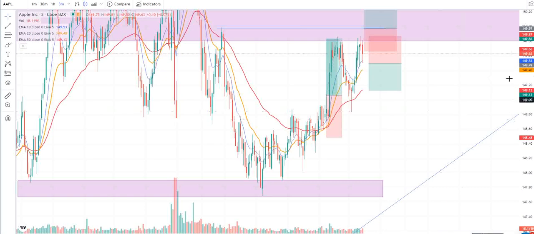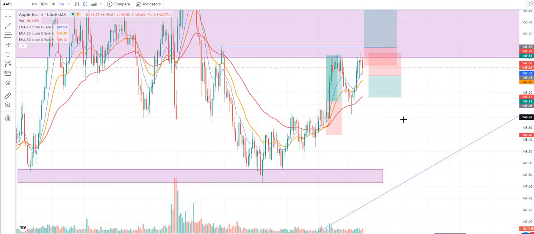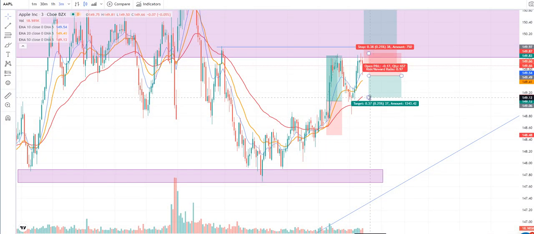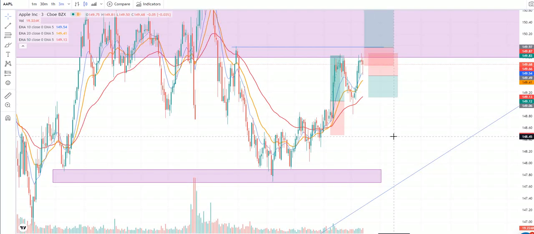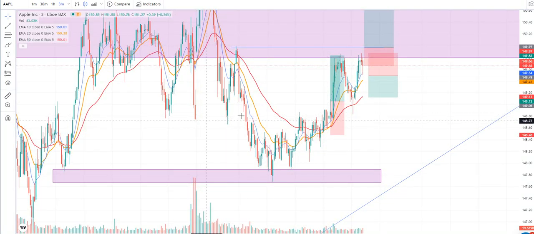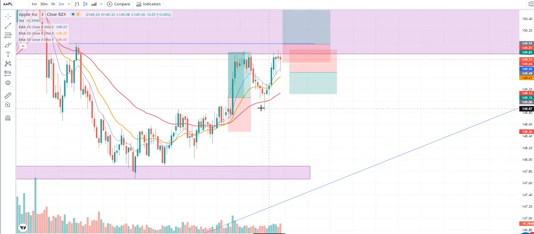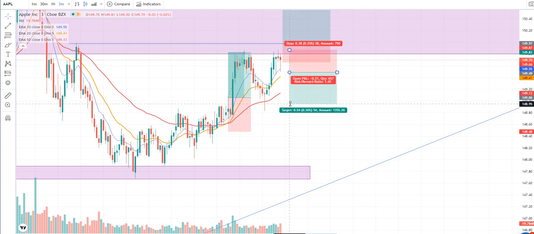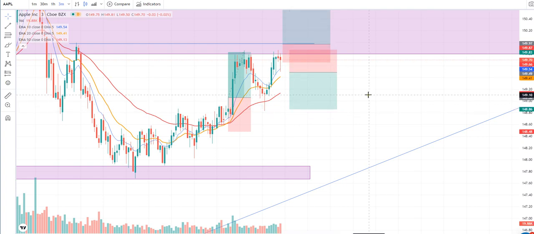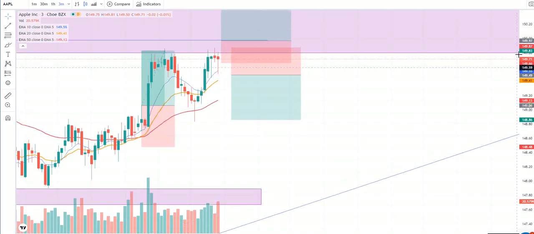We need to check where the support is in this particular case. If you want to go for a quick scalp for a short, so broke through. So we have a support here in this particular case. That's why it got rejected. So we can go to this particular point here. 1 to 6 quick scalp ratio. Okay.